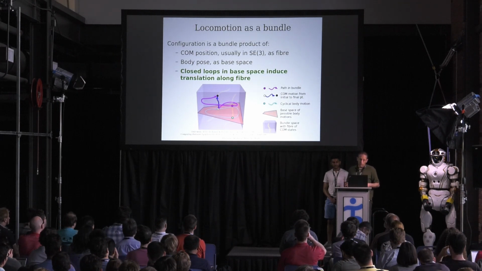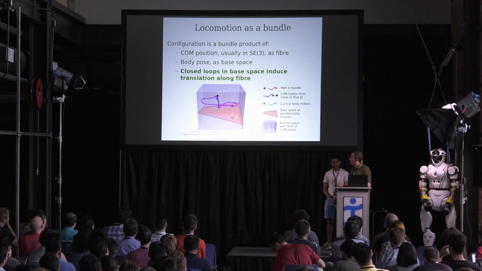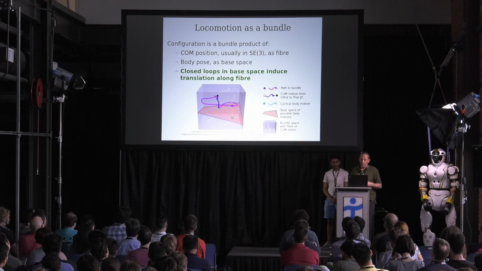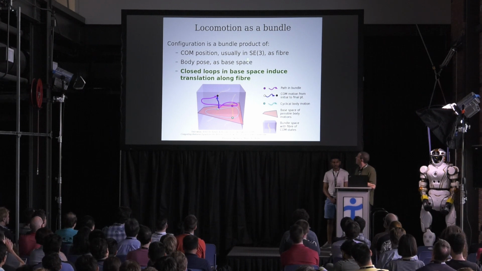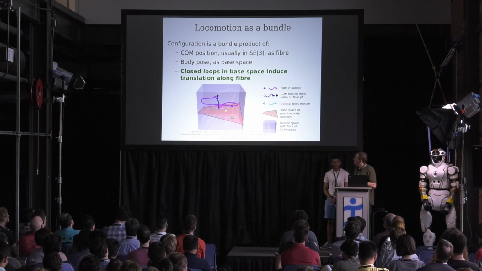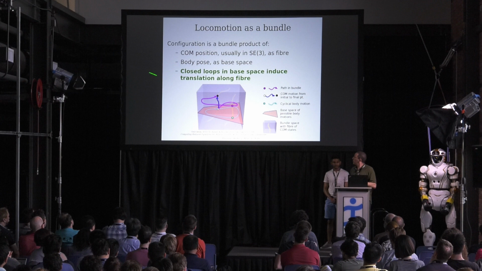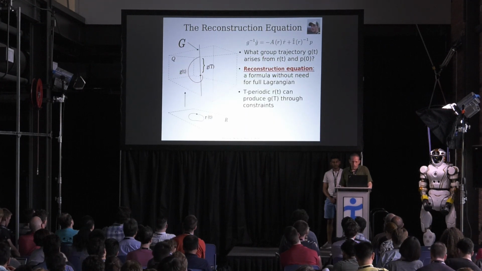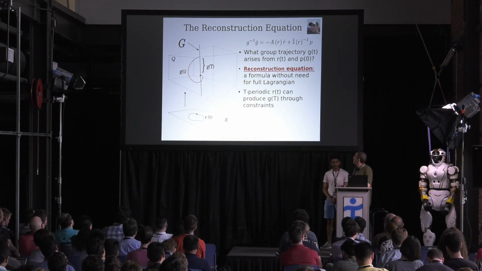And this is really a lovely observation made by Ostrowski and company years ago, that this is a good way to think about locomotion as a bundle. The center of mass position is in the rigid body group. We have body motions that can cycle around in some base space, and closed loops here rise up through the connection to generate a translation in the group. So it's a very, very general formulation, and sort of a bit more formally stated like this. And the equation I showed you guys before is called the reconstruction equation.